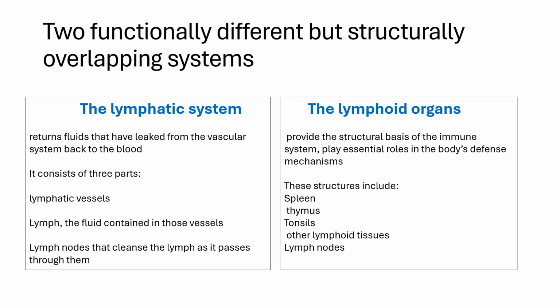Now this is just what I just said. I have written over there. Lymphatic system consists of three parts: lymphatic vessels, lymph, and the lymph nodes, and then we have lymphoid organs, and they mount immune response in the body. They are responsible for mounting the immune response, and they're part of the immune system of the body, you can say. So these structures are spleen, thymus, tonsils, other lymphoid tissue, and the lymph nodes.